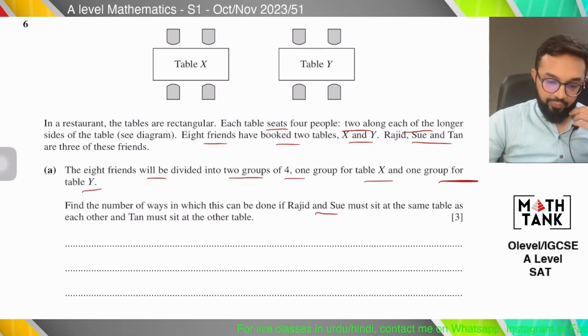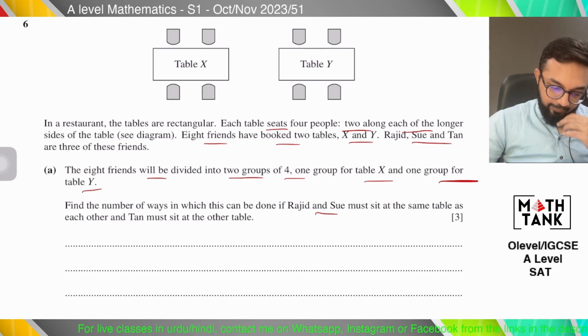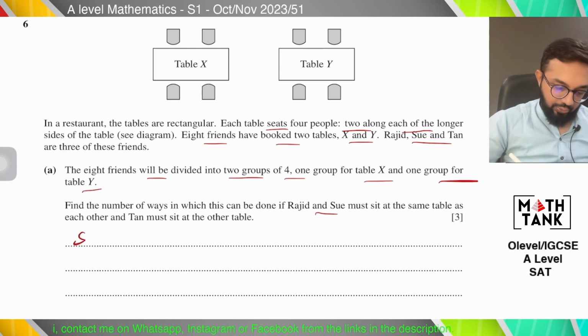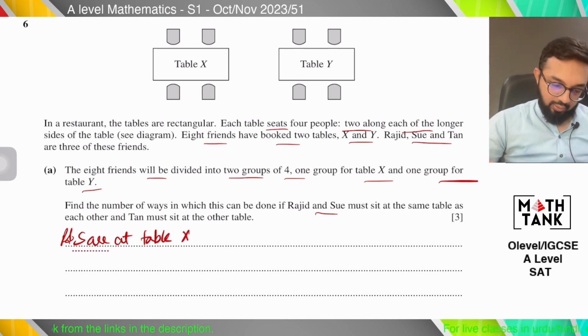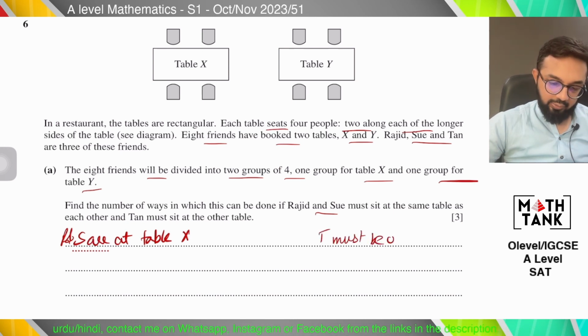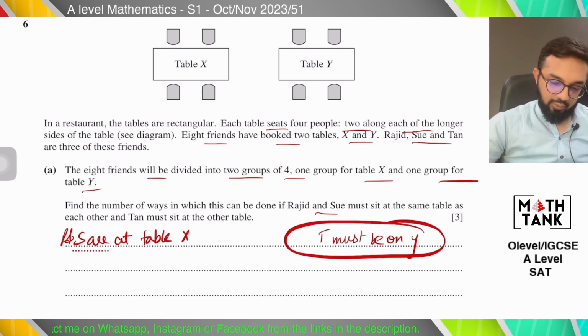other table. So first, let's assume that Rajat and Sue are at table X. You just want to divide into groups. So right now you're not arranging them. So how many people, Tan must be on Y?